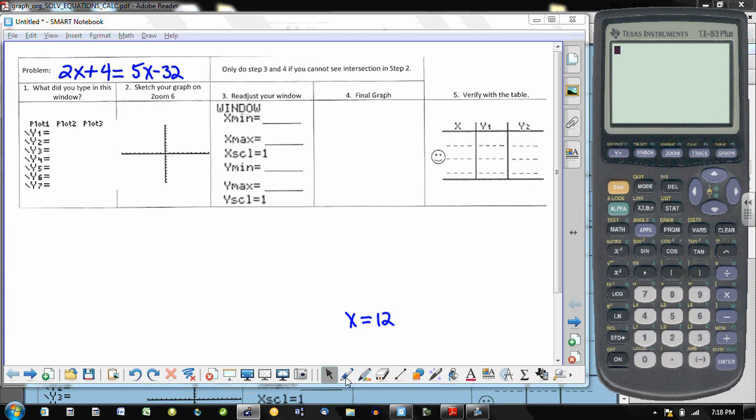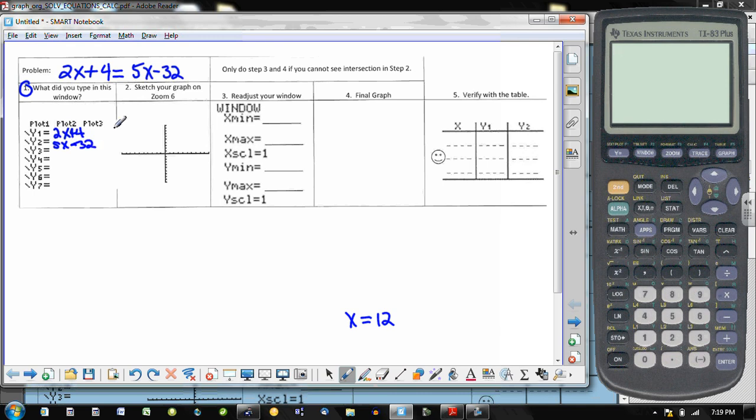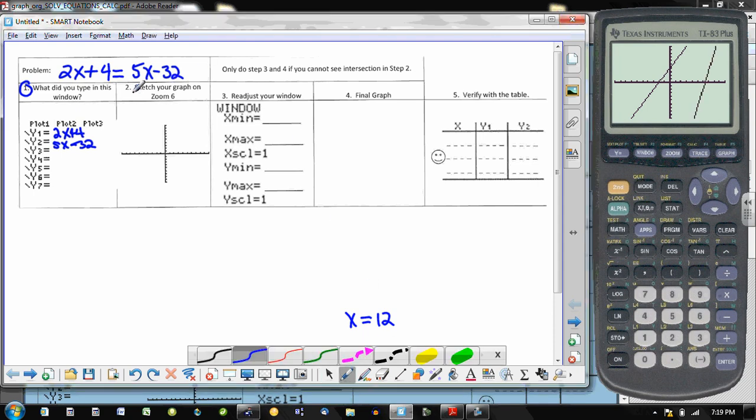And then we're going to use the organizer where it says number 1, what did you type in this window? Well, the left side of the equation is y1, and the right side of the equation is going to be y2. Then I can enter that 2x plus 4, again down arrow, 5x minus 32. Then I can hit graph.